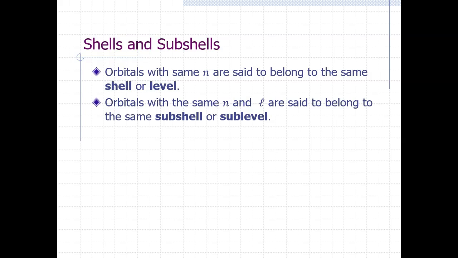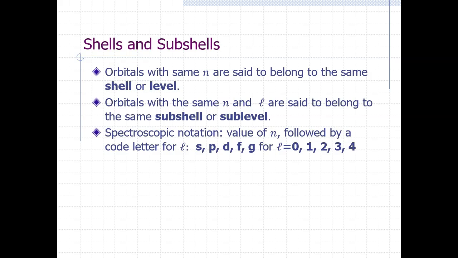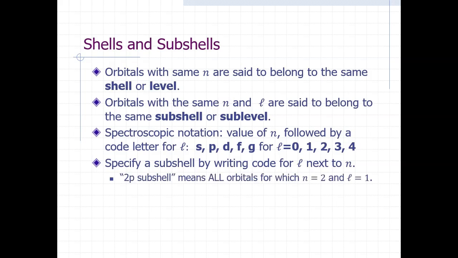It is more common to use what is known as spectroscopic notation, where a code letter is used instead of the value of L. The code letters are S, P, D, F, and G for L equals 0, 1, 2, 3, and 4, respectively. To refer to a subshell, we write the code letter for L next to the value of n. For example, the 2p subshell refers to all the orbitals for which the quantum numbers n and L are equal to 2 and 1, respectively. Note that we can also use the name of the subshell to refer to any one of the orbitals in that subshell. So, 2p orbital refers to any one of the orbitals in the 2p subshell.